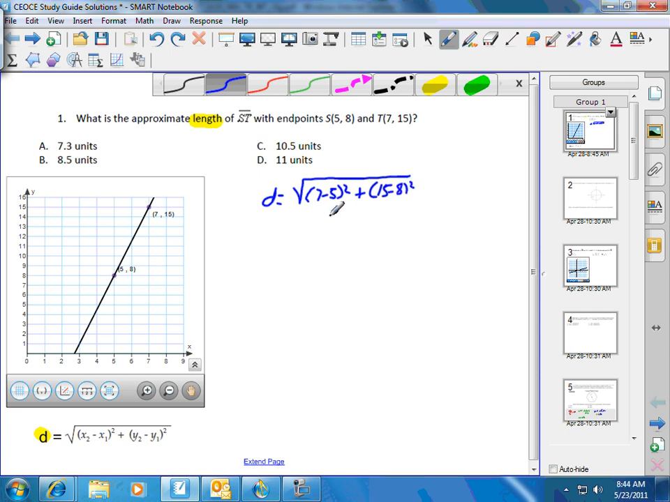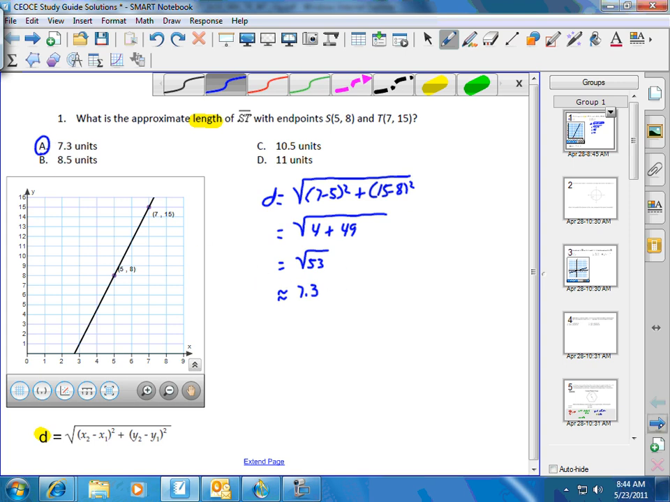and square that. So 7 minus 5 is 2, and 2 squared is 4. 15 minus 8 is 7, and 7 squared is 49. So the distance between the 2 points, S and T, is the square root of 53, which is approximately 7.3 if you round to the nearest tenth. So we see A is the correct answer choice.